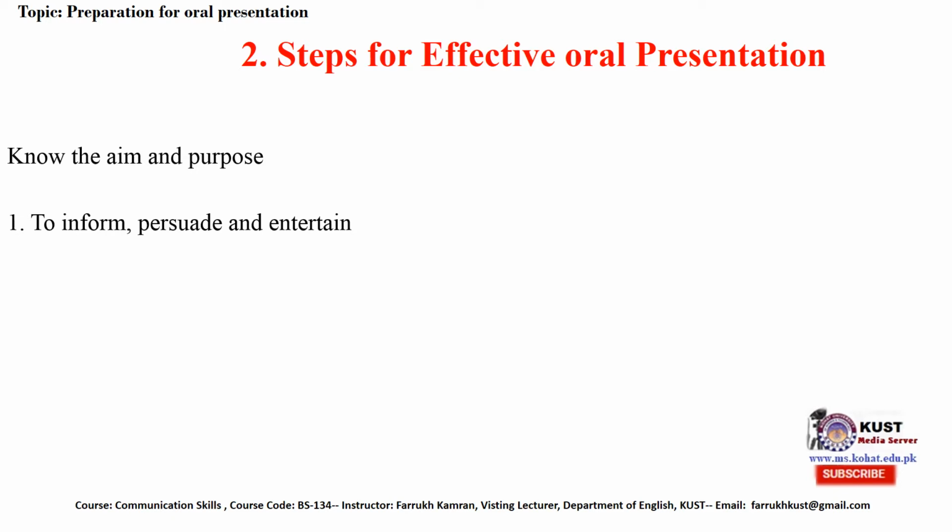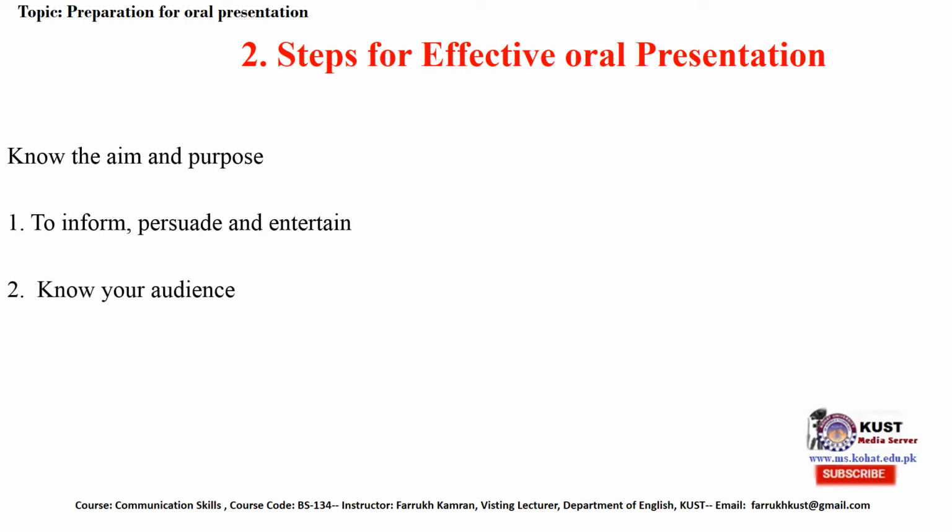The speaker should know whether he is making the speech to supply a certain piece of information on some subject. He should know whether he is going to persuade his audience or he wants to entertain them. He should be clear about the subject of his speech. He should organize the subject matter of his speech, keeping in view the aim and purpose of his speech. So the aim and purpose of the speech is very important: whether you want to inform, whether you want to persuade, or whether you want to entertain your audience.